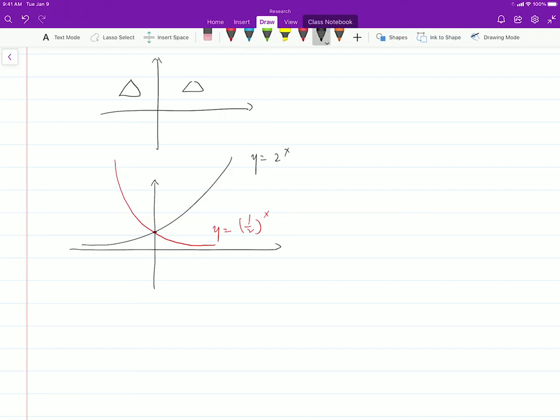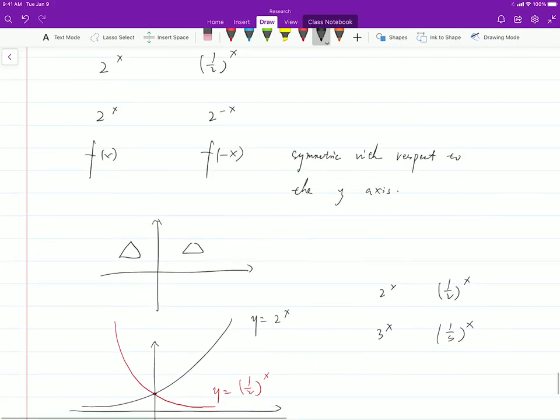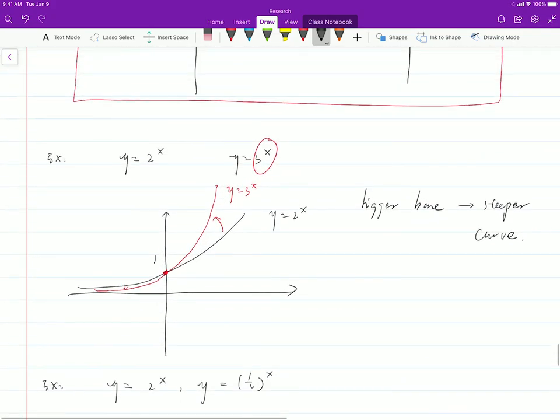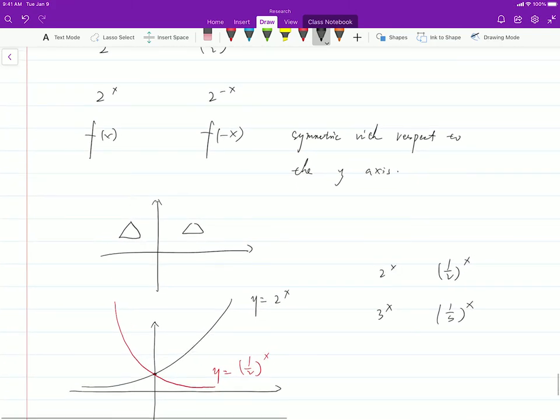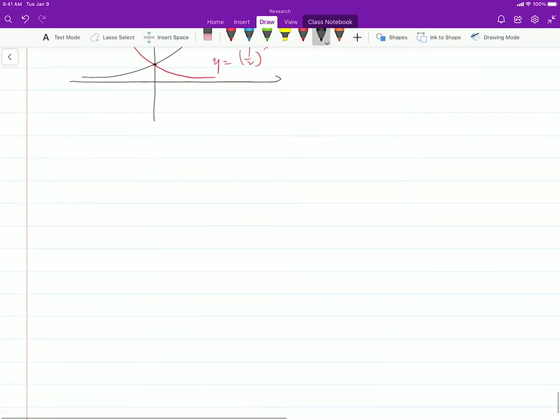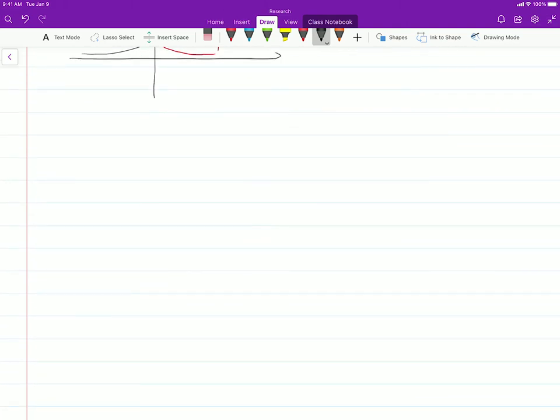Okay, that's the relation between 2 to the x and 1 half to the x. That's the relation between 3 to the x and 1 third to the x, and 4 to the x, 1 fourth to the x. As long as one is the reciprocal of the other, you basically just flip everything. Now, combining what we have between 2 and 3, if we change the base, comparing what we have from 2 and 1 half, I will leave you something for you to think about.